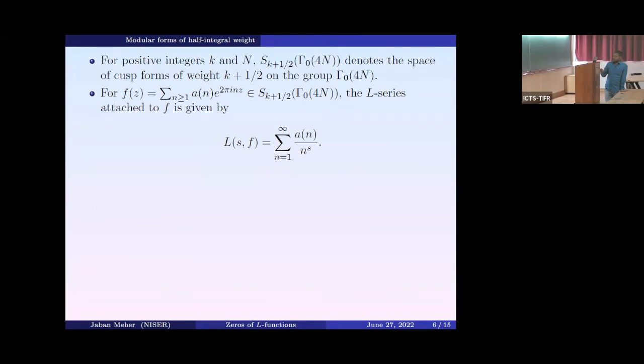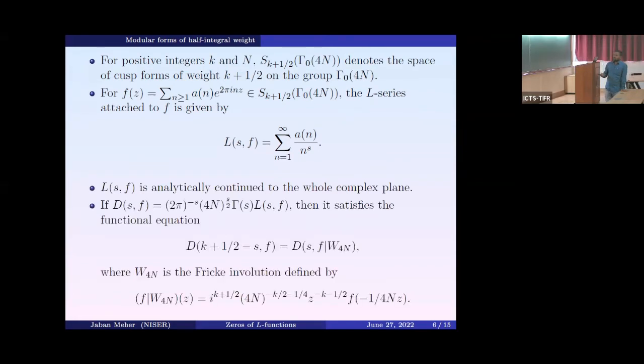For any modular form, you have a Fourier series expansion, and the L series is defined by taking the coefficients and considering the Dirichlet series attached to them. So this is the Dirichlet series, or L series, attached to the half integral weight modular form. And it is well known that this is analytically continued to the whole complex plane, and we have some kind of functional equation.